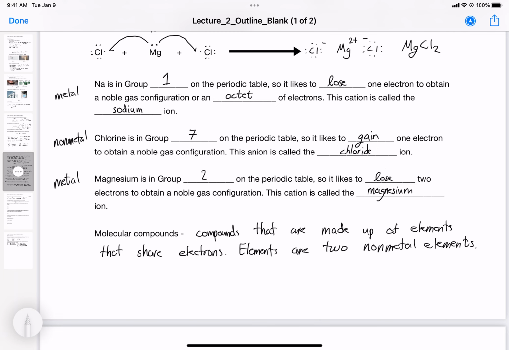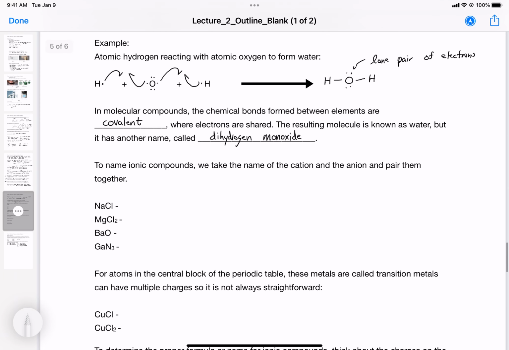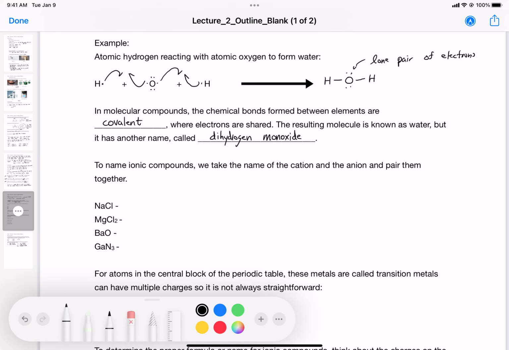So we combine those two names, but we remove ion, because when we name ionic compounds, they're no longer ions because they come together to form a compound which is neutral. So we take both of those names, remove ion from those names and bring them together, and we get sodium chloride.